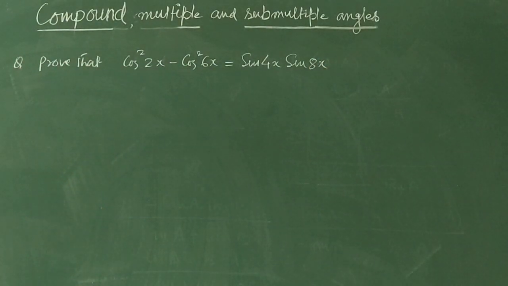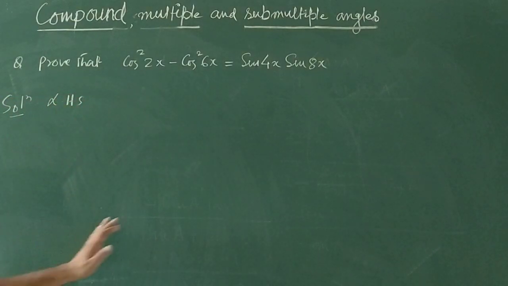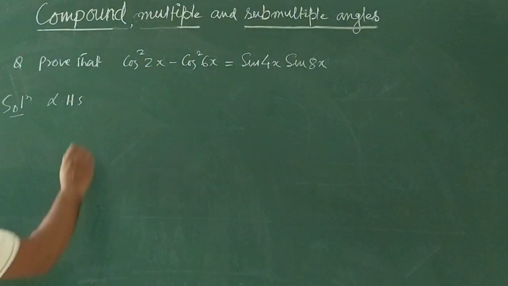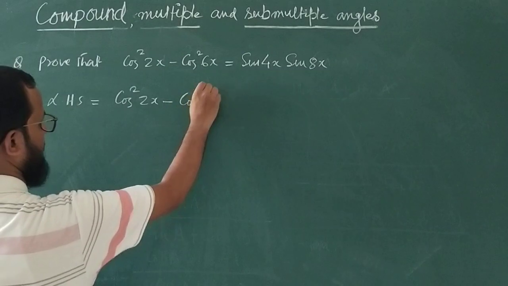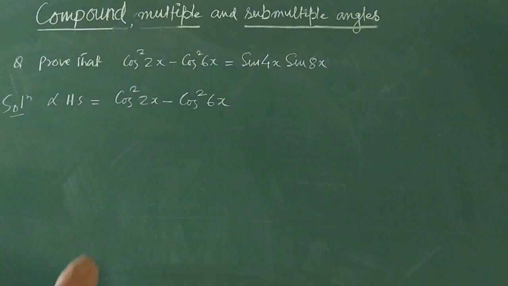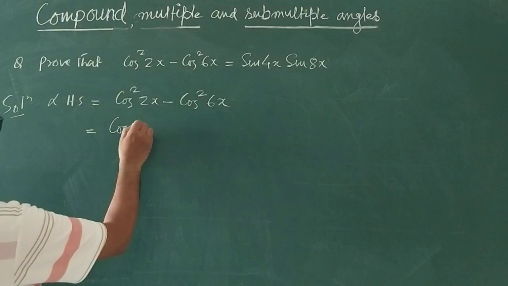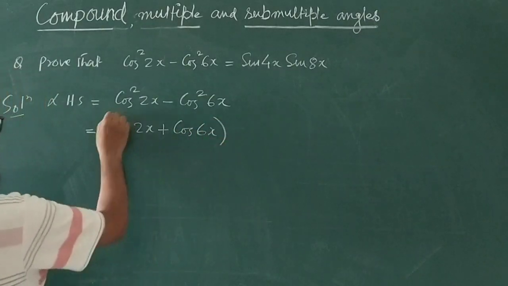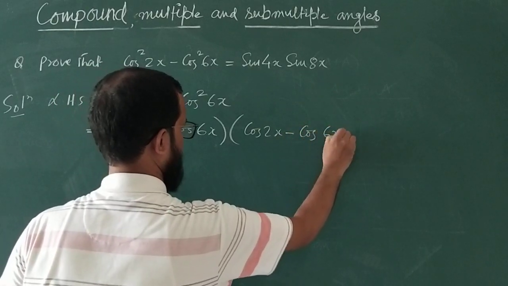Take the left hand side, because if you take the right hand side it will be difficult. From the left hand side it will be easy to reach the right hand side. So take the left hand side: cos square 2x minus cos square 6x. Here you can use the a square minus b square formula, which gives (cos 2x plus cos 6x) into (cos 2x minus cos 6x).